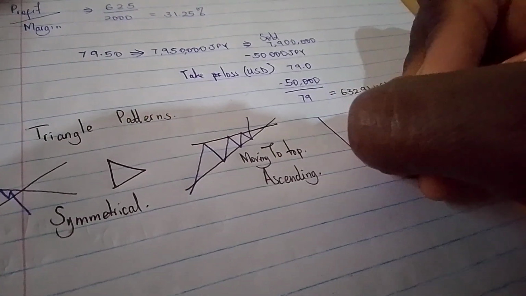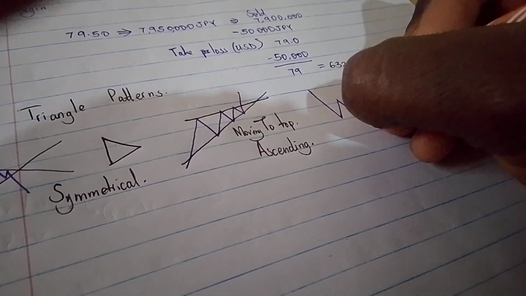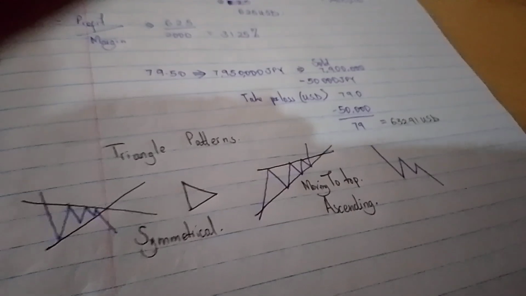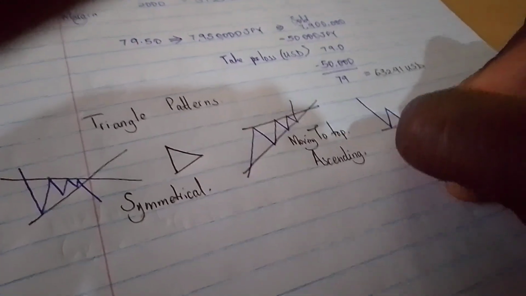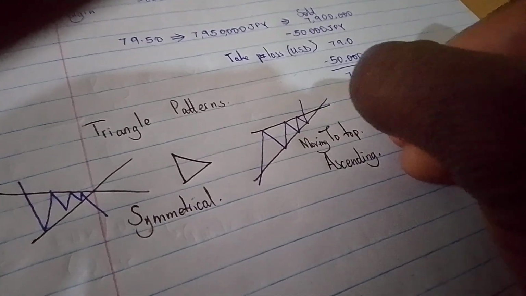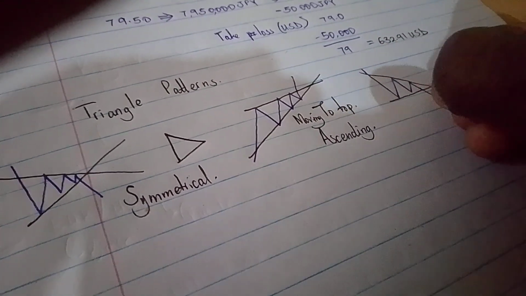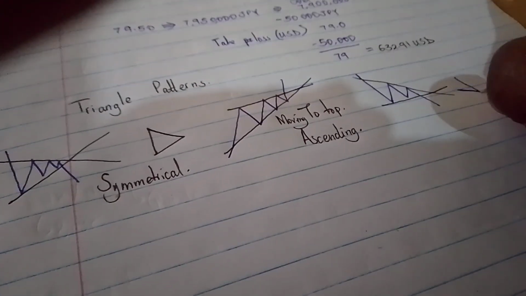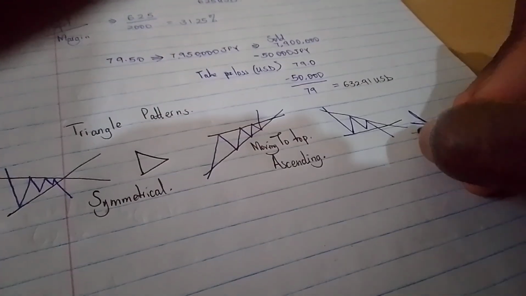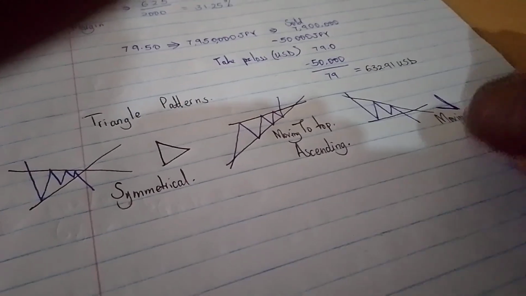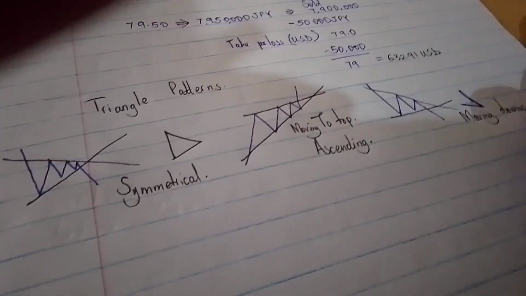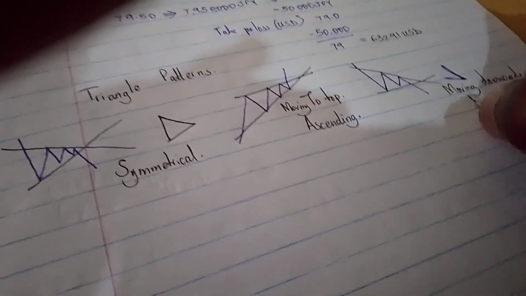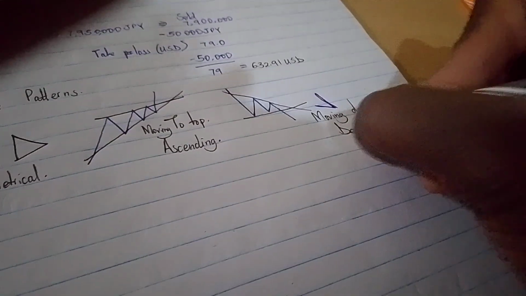Yeah. So then the third pattern, we have this one here. Let's just move it like that. And then now that one, if you draw a line below and then you draw another from here touching the tops, then you will see that this is moving in this manner downwards. So moving downwards, and that's descending.